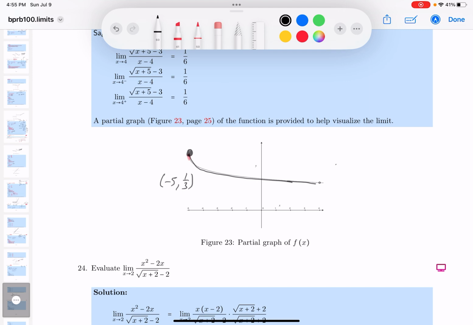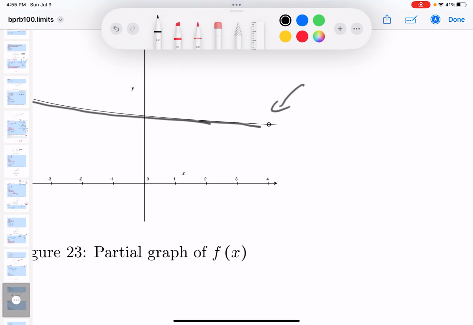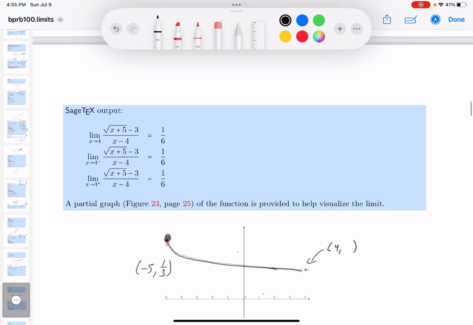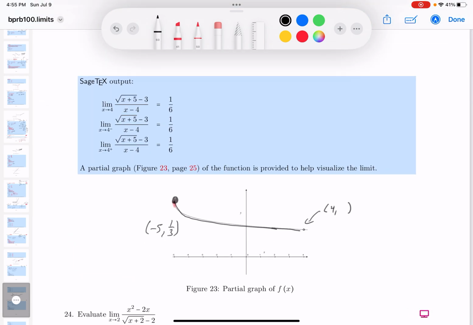And then over here, what's happening? Well, there's a value over there. I'm going to say it's 4, comma... Well, I don't know the number. I don't have any numbers on the ordinate to do that. But looking at the limit, it looks like 1/6.